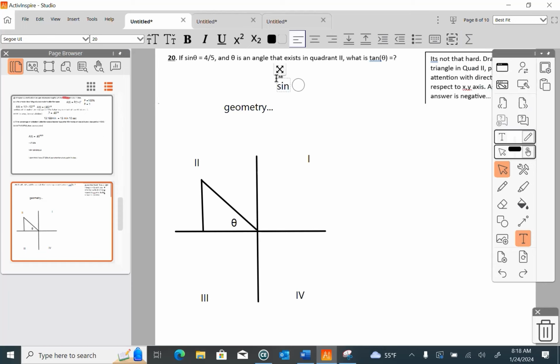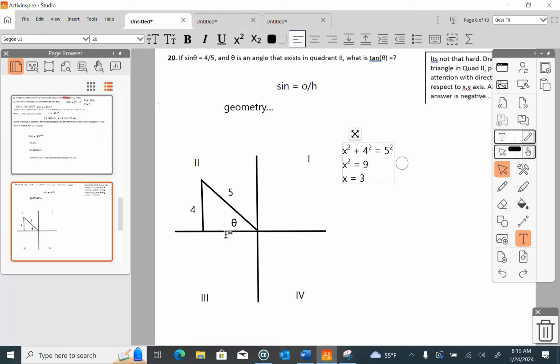And I talk about the sine ratio. The sine is opposite over hypotenuse. So opposite is a 4, hypotenuse is a 5. And if I do a little Pythagorean theorem, I have some unknown side here. We'll just call it x. X squared plus 4 squared equals 5 squared. If I do 4 squared, that's 16. If I do 5 squared, that's 25. 25 minus 16, everybody knows is 9. So x has to be 3.